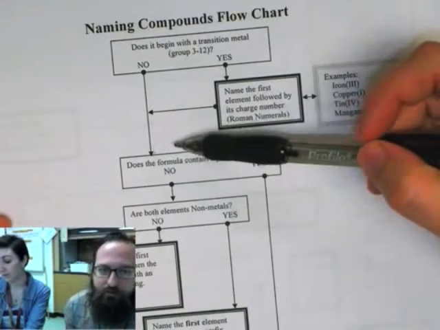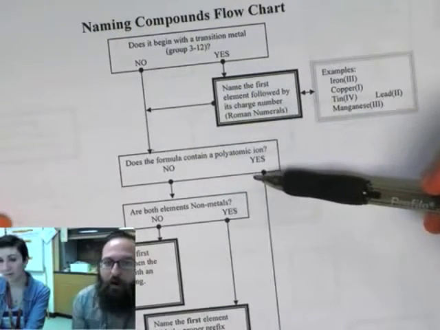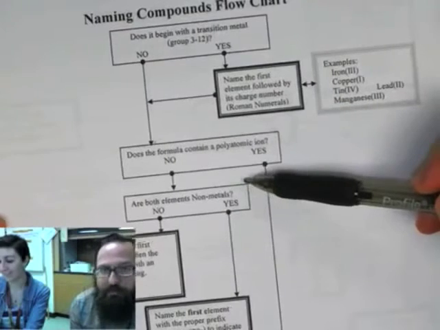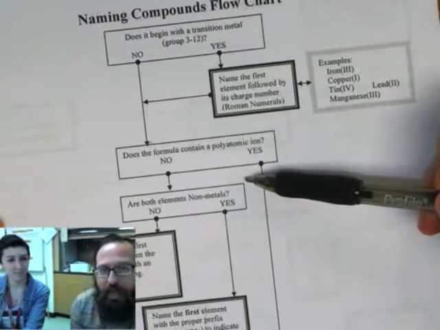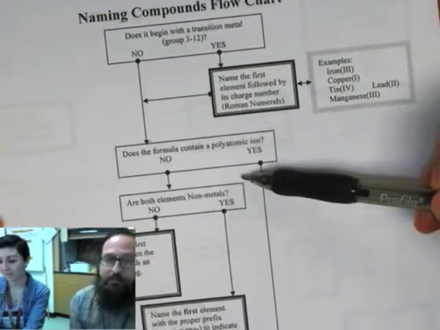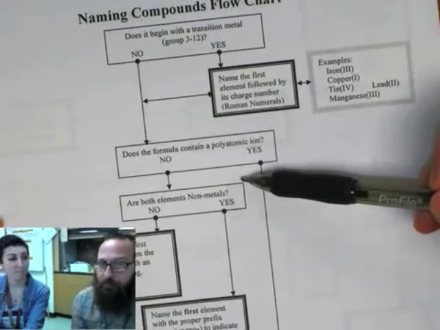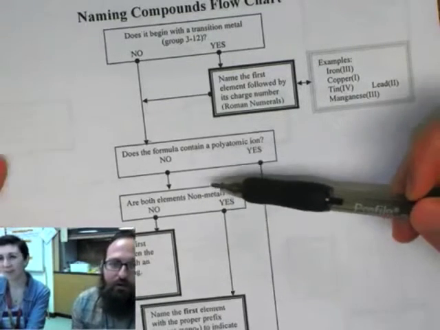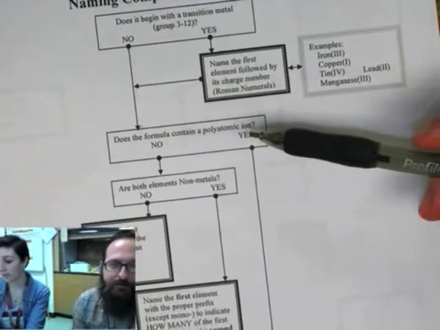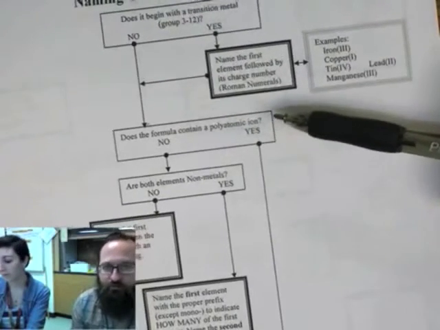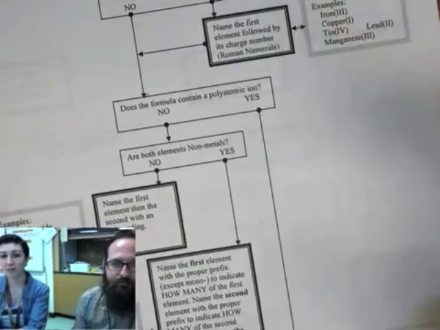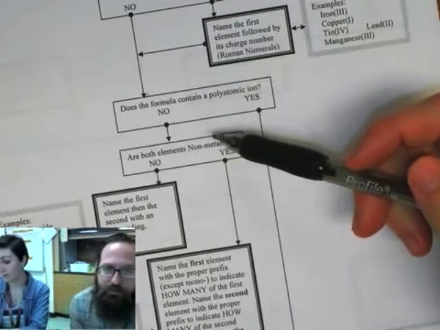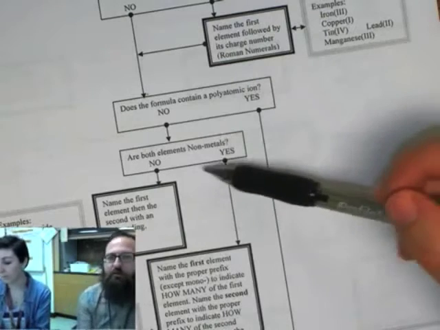Does the formula contain a polyatomic ion? What the heck is that? Poly means many, atomic means atoms, so an ion, something that's positive or negative, that has a bunch of atoms in it. So no, we don't have that. We'll talk about those a little later on, but those are like NH4 and some of the ions that are always together. Are both elements non-metals? No. Otherwise we wouldn't be talking about ions, right?